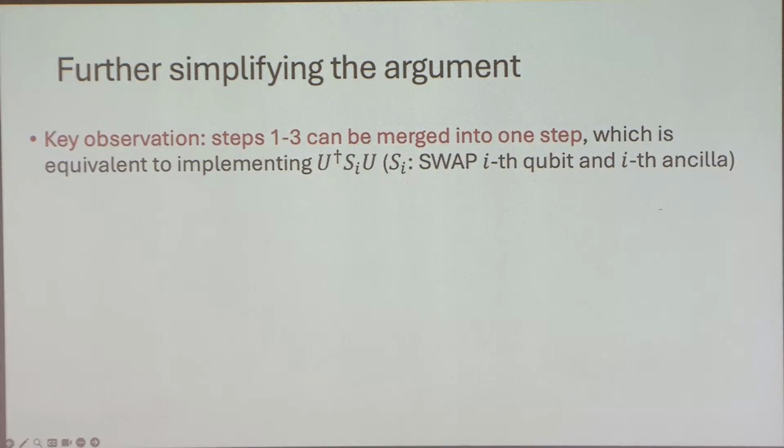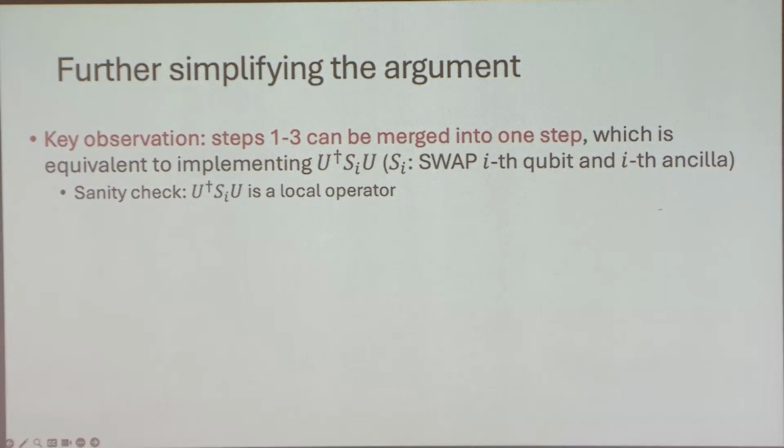And this operation is somehow equivalent to the following operator, U dagger SIU, where U is the unknown circuit and S is the swap. I will not show you why this is true. It's not very hard to see. But instead, I will do a sanity check. Previously in steps 1, 2, 3, we are just doing local operations. So if what I claim here is true, it must be the case that this operator U dagger SIU is also a local operator.